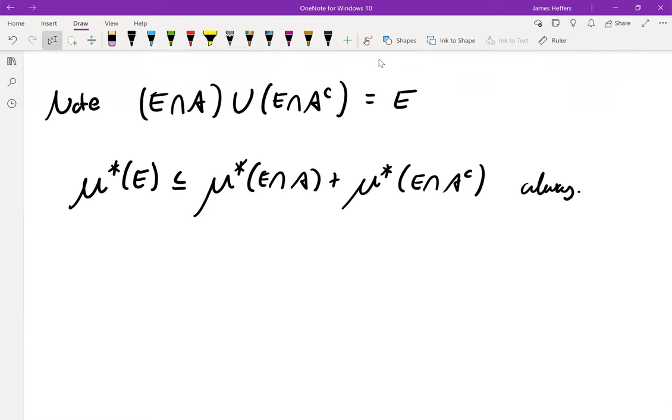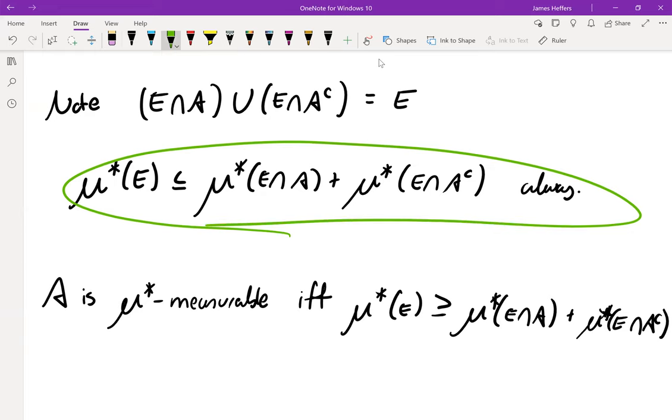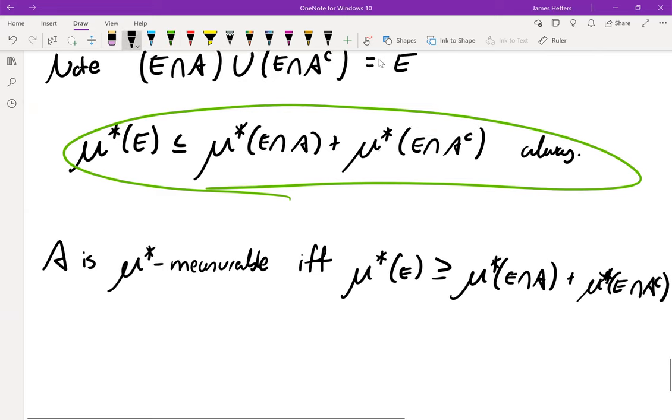Okay, the other direction is the one that if we were to prove something was mu star measurable, we would have to verify. So we can write this: mu star measurable if and only if we have the other direction, if it's greater than or equal to mu star of E intersect A complement. If we have this other direction, then we know we're mu star measurable. And again, we can reduce it to this because the other one is always true because of the subadditivity property of an outer measure. So this is the only one we need to check.